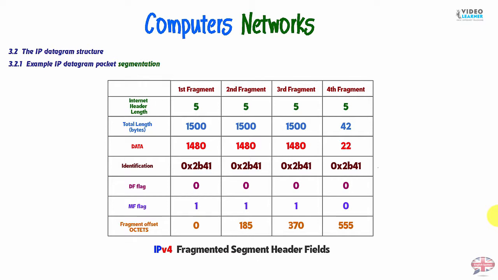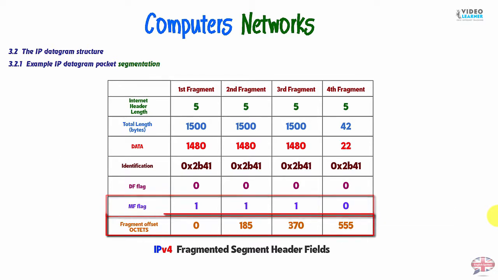Identification, we have the same for all fragments, because from the original, we have the same ID. Don't fragment flag, we have all zeros. More fragment flag, we have 1, 1, 1 and 0 at the last one, and fragment offset, we have these values.